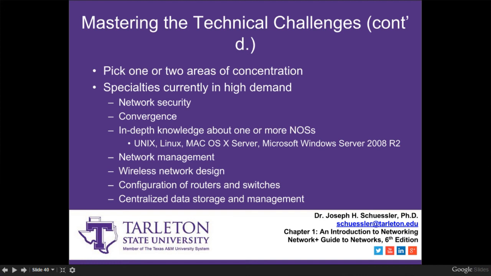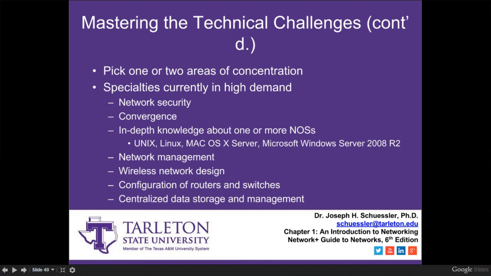Specialties currently in high demand. Network security is a huge one, and there's lots of subspecializations within that, such as network forensics, computer forensics, portable device forensics, for example. Get good at convergence. A lot of companies are trying to push everything onto the network, such as their phone and fax and all that kind of stuff. Get good at that. That's another way to set yourself apart.